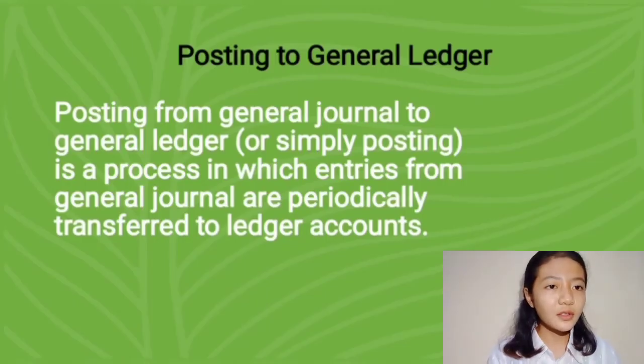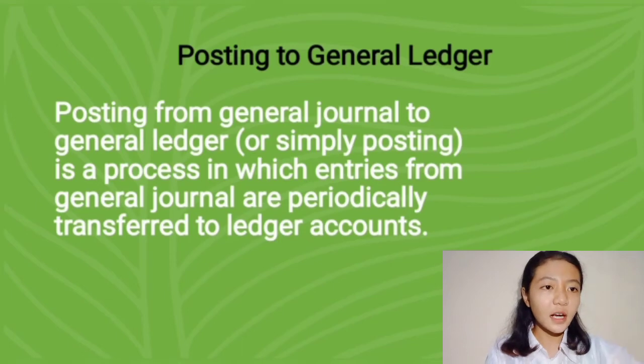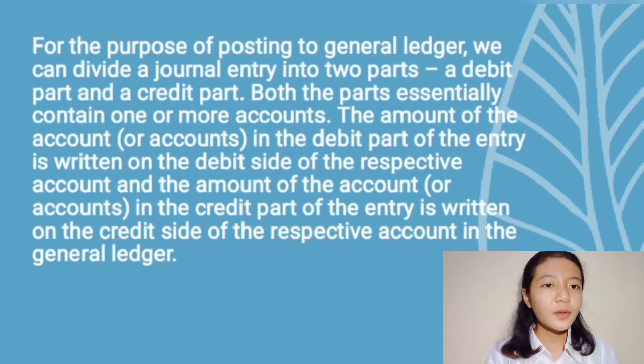Posting from the general journal to the general ledger is a process in which entries from the general journal are periodically transferred to ledger accounts. For the purpose of posting to the general ledger, we can divide a journal entry into two parts, a debit part and a credit part. Both parts essentially contain one or more accounts.